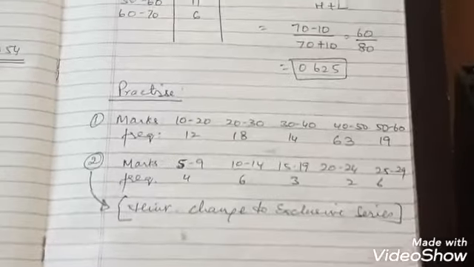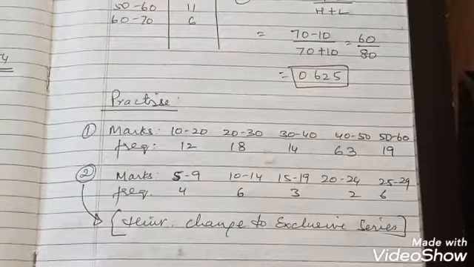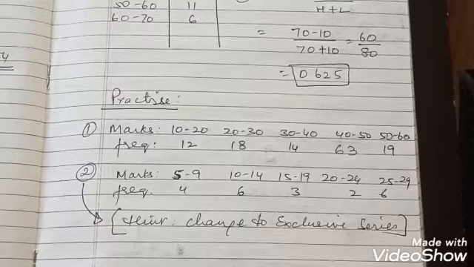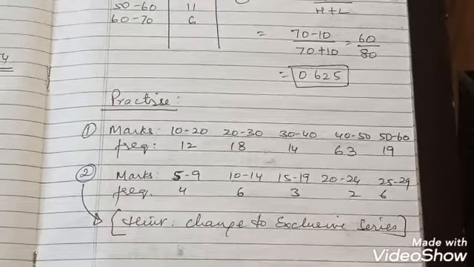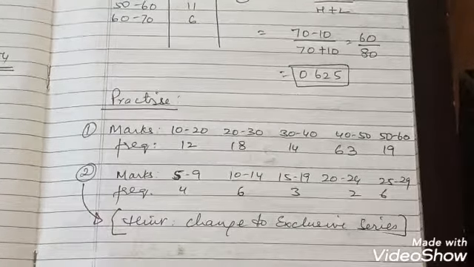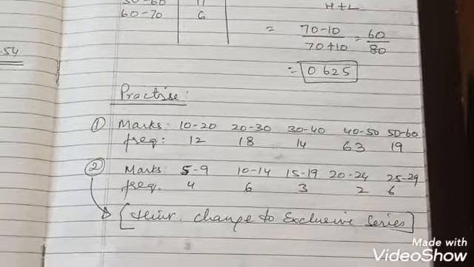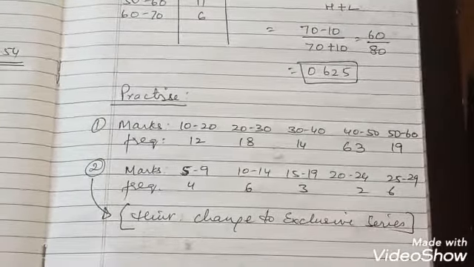Again, you have 2 sums for practice. I have given you a hint in the second sum. 5 to 9, 10 to 14. आप क्या करोगे? पहले इसे exclusive में convert करो by -0.5 और plus 0.5 और उसके बाद ये तुमने sum करना है. So children, we are done with range in all the three series.